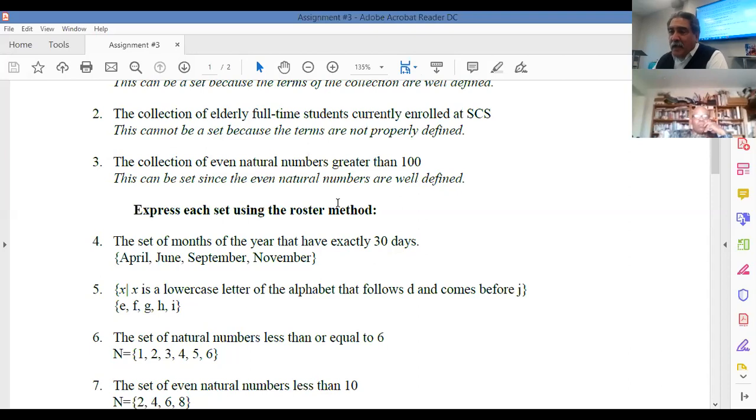Okay. Now, question number 4, it says the set of months of the year that have exactly 30 days, we want to define them in a roster form. Therefore, we need these braces. So the only months that have exactly 30 days are April, June, September, and November. So you write them just like that. Okay?